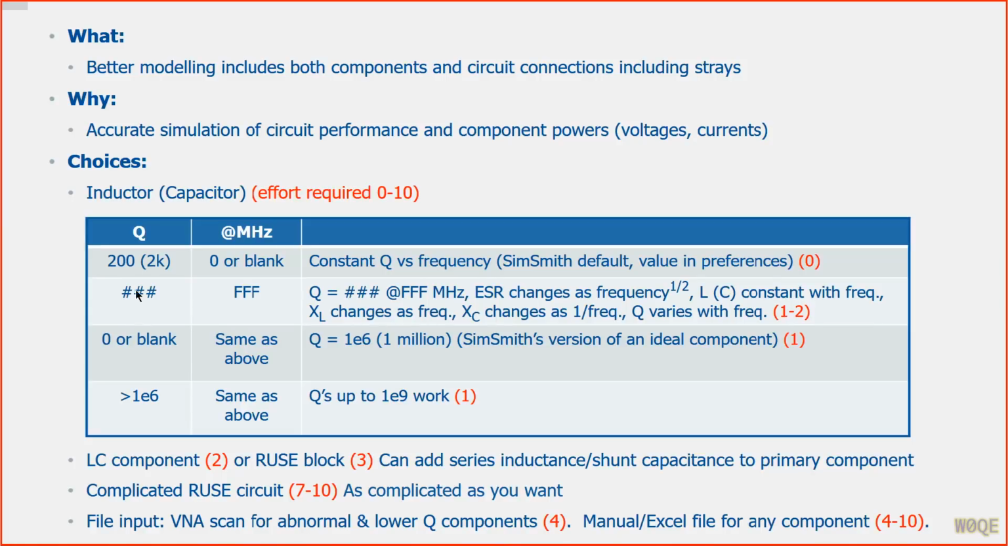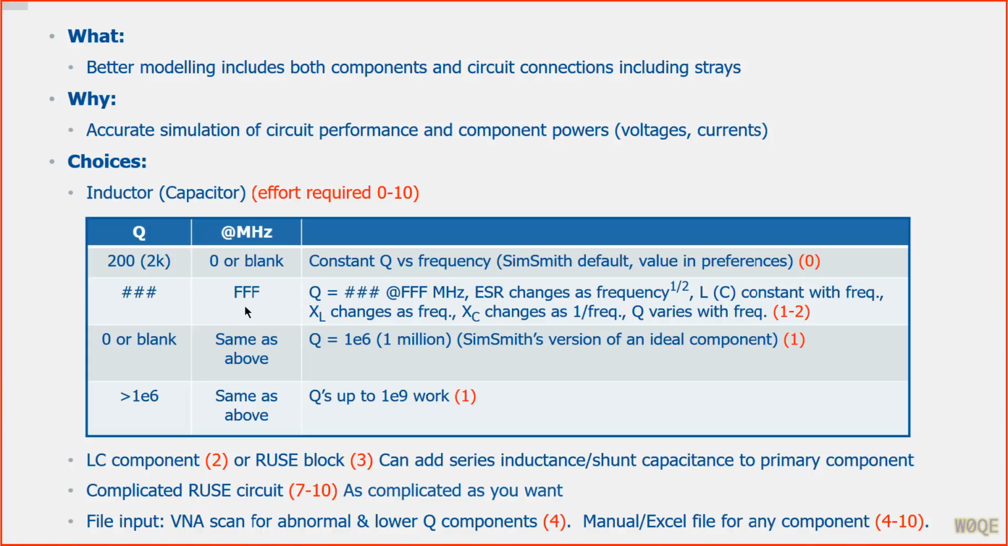Then we can go where we put a different Q in there. We can specify a Q. Anytime you want, for your inductor, you could set a Q of 222. A Q of 222 with the frequency being 0 would be a constant Q of 222 versus frequency. But if we make the Q of 222 at, say, 10 megahertz here, put a 10 in here, then that Q is 222 at 10 megahertz.